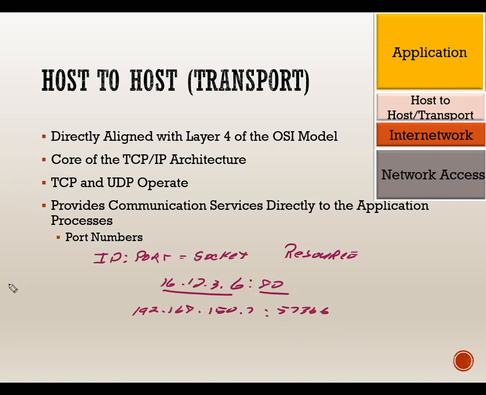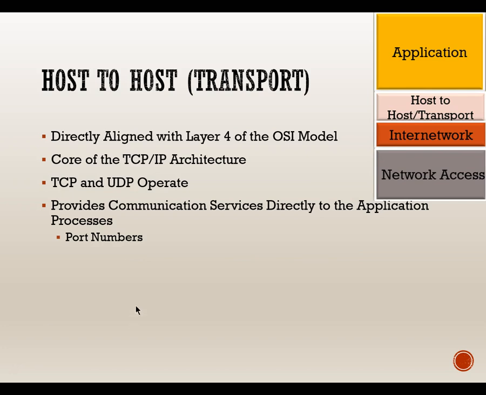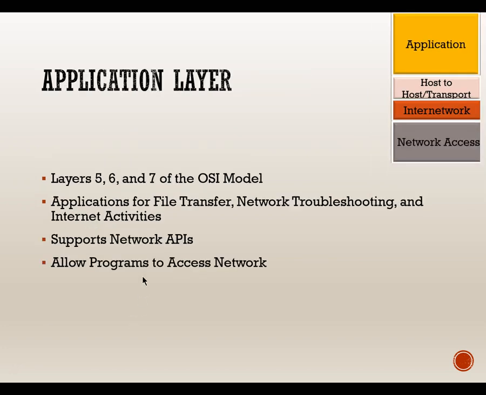There's a bunch of different letters that we'll do, but they represent services that operate at the application layer. Application layer here, layers 5, 6, and 7 of the OSI, covers applications for file transfer, troubleshooting, internet activities. And again, this is not Microsoft Office. These are services that run at that layer. And it supports network APIs, application programming interfaces, in order to do those things. It allows programs to access the network.